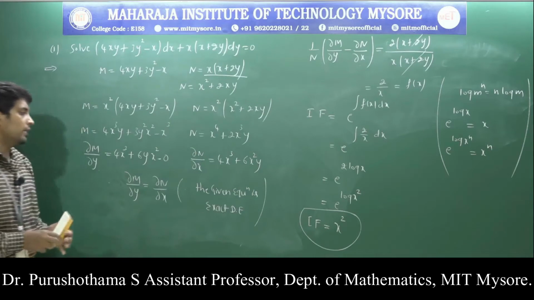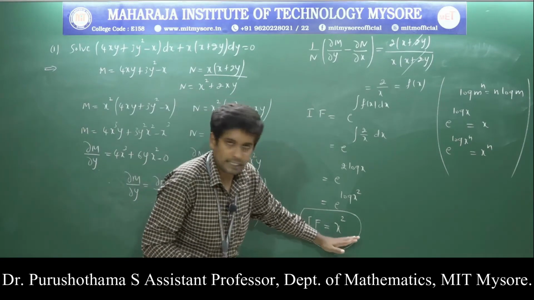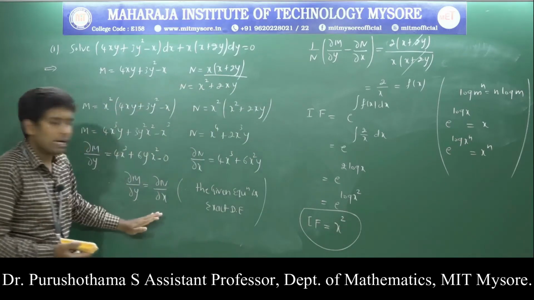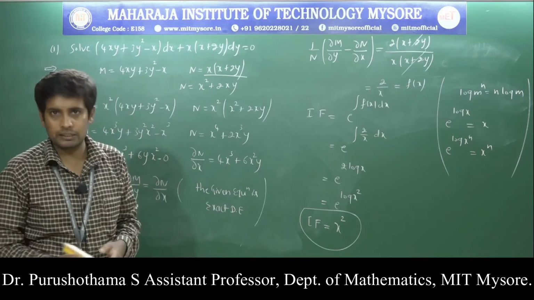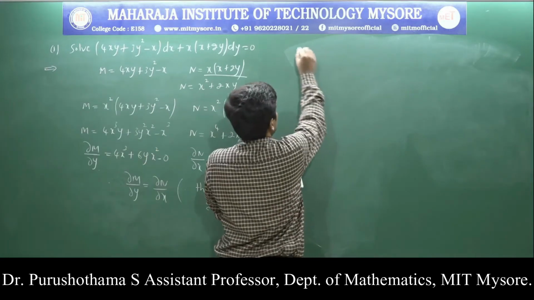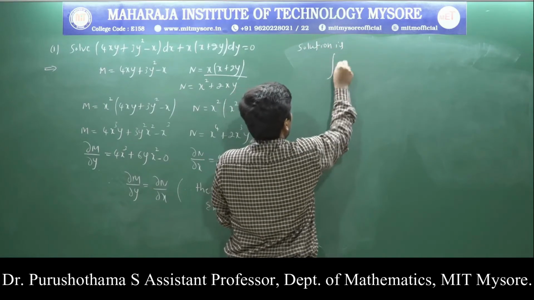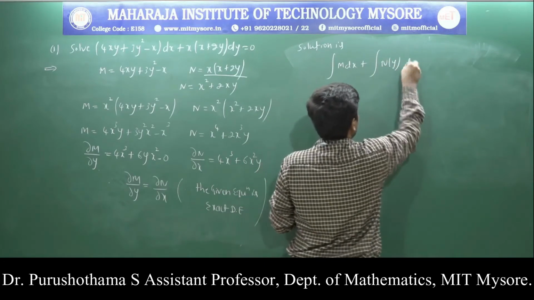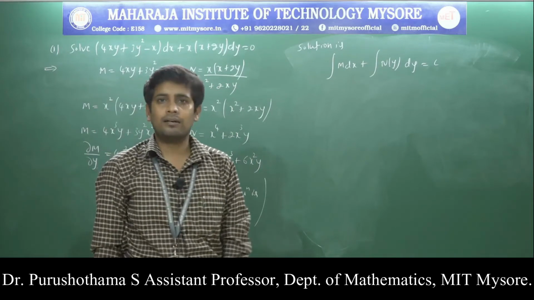The given differential equation becomes exact after multiplying by the integrating factor, which reduces the given equation into exact equation form. Already we know the solution of an exact differential equation. Now write down the solution for this problem. The solution is the integral of M with respect to x plus the integral of N(y) with respect to y is equal to c. Here c is an integral constant.